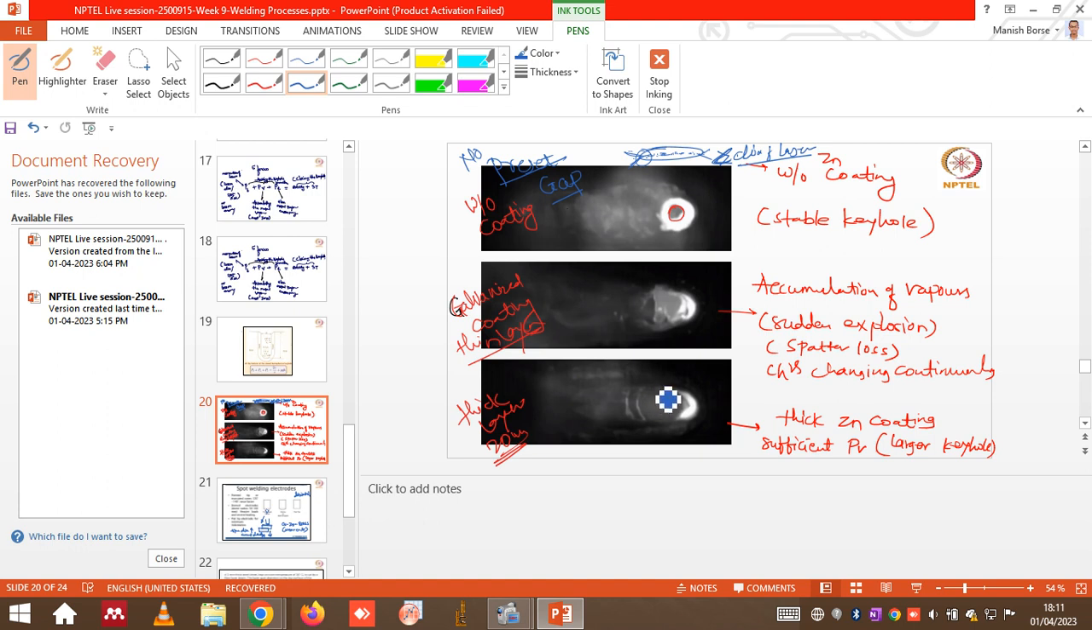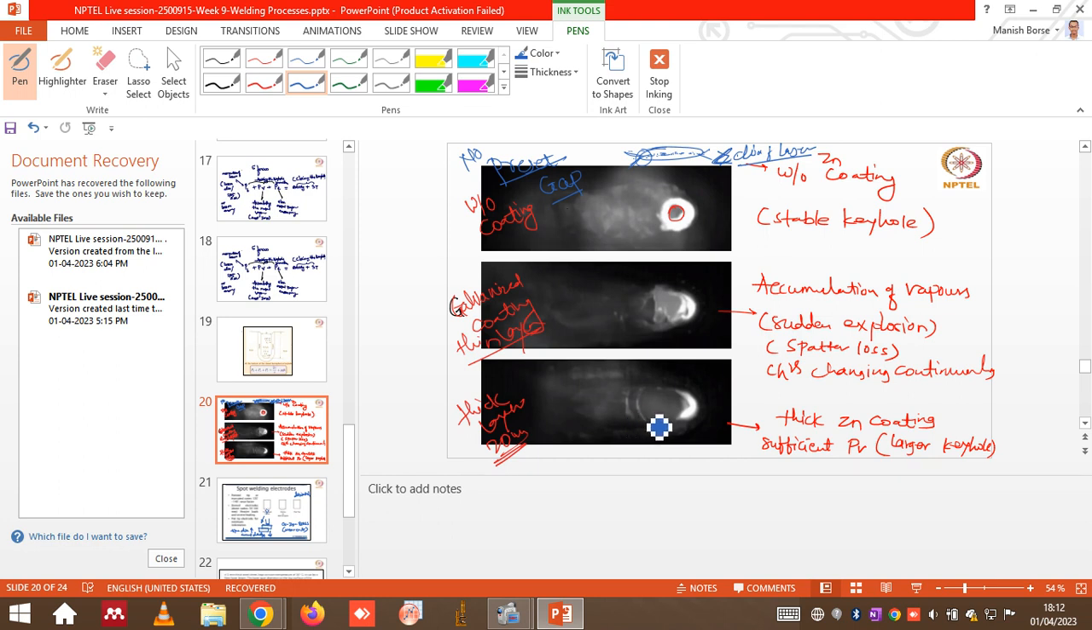So the keyhole is always open in such cases, though it is having larger size. That means the vapors are continuously escaping through that keyhole to the surroundings, right? So we can say in such cases it is possible that the keyhole characteristics are constant, or the weld bed area or nugget size will be constant.